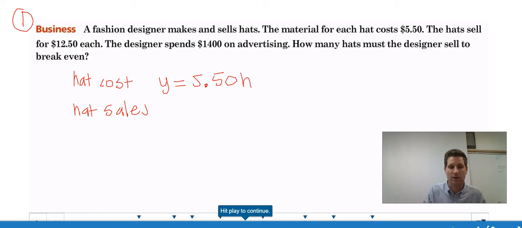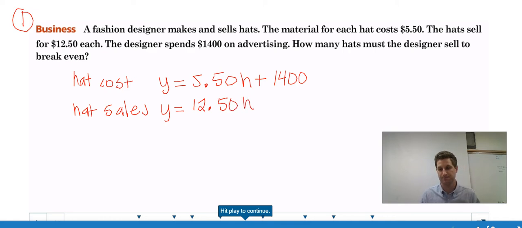We could do x as well. And that's going to be also added on to that. She spent one time $1,400. So the hat costs $5.50 per hat, plus she had a fee for advertising. Versus the hat sales, for her hat sales is going to equal $12.50, right, for each hat that she sells. Okay, so using this equation, we should be able to come up with a way to figure out where is the break-even point of these two.